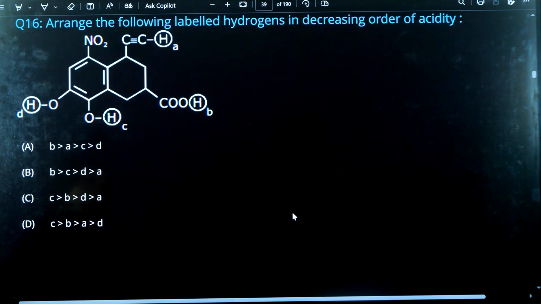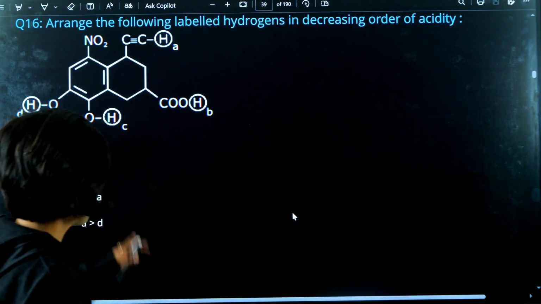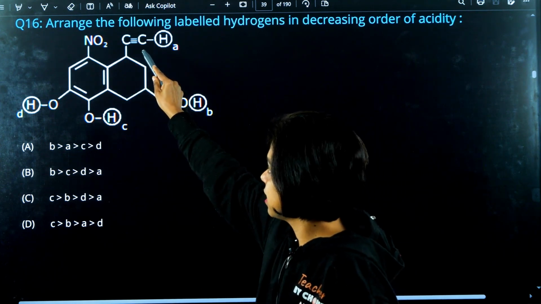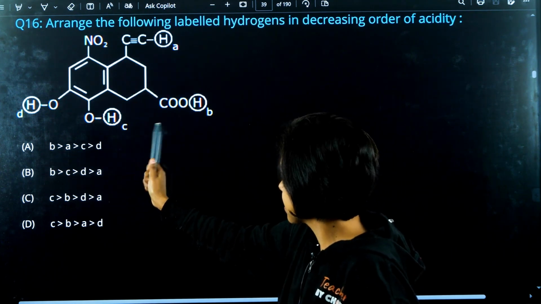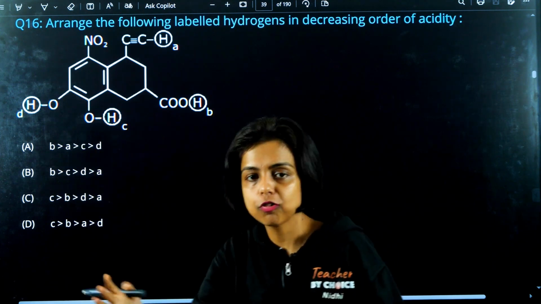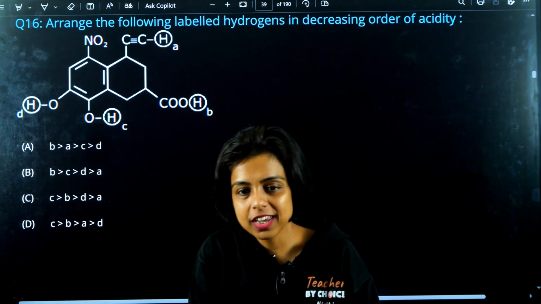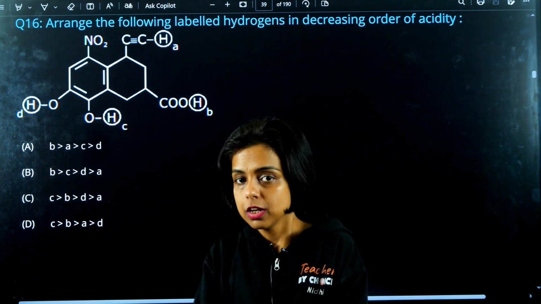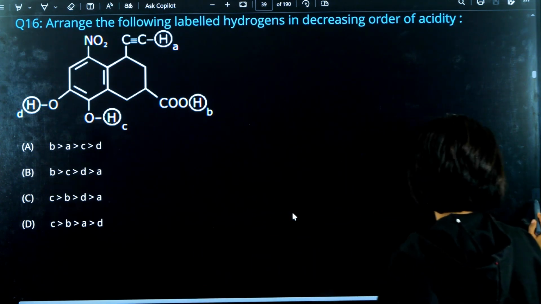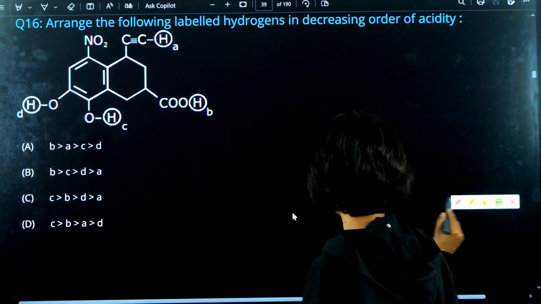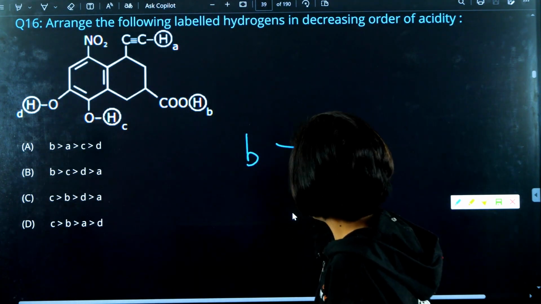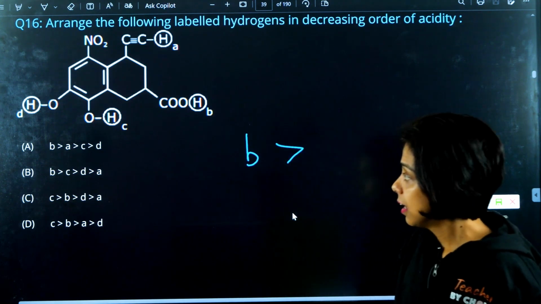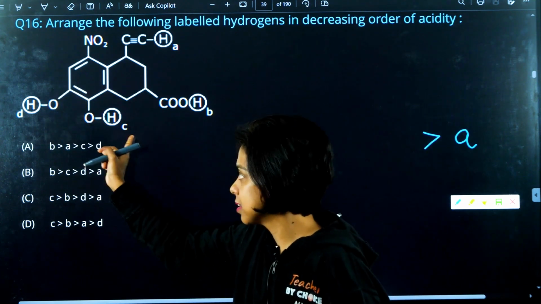Okay. Arrange the following hydrogens, labeled here, in decreasing order of acidic strength. Let's check. So A is C triple bond CH. B is COOH, OH and OH. Of course, carboxylic acid is the strongest acid, followed by phenol, and then we have the triple bond acetylene. So on the basis of polarity and resonance, the strongest should be B, carboxylic acid, and A should be the least. Right? Yes. Now we have two OH on benzene, C and D.